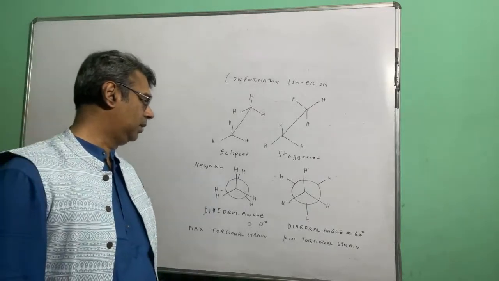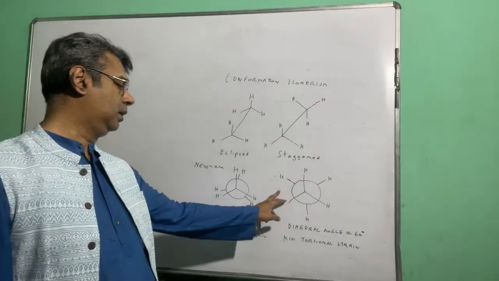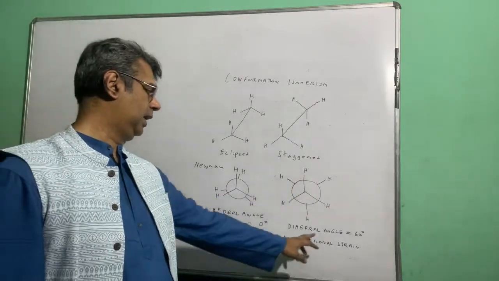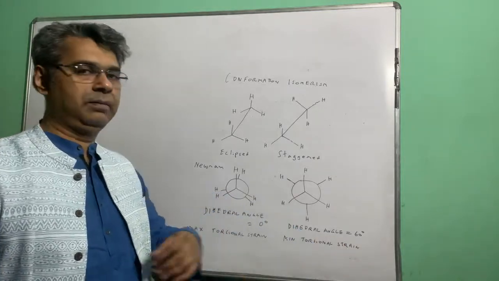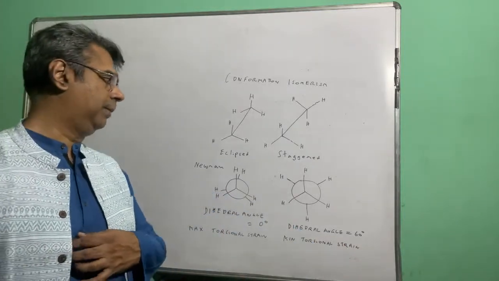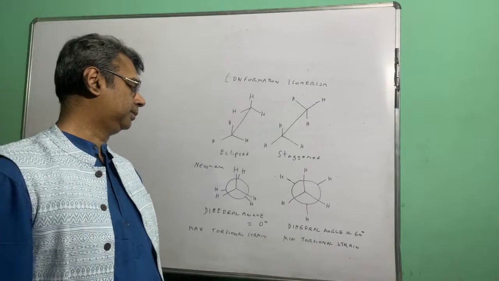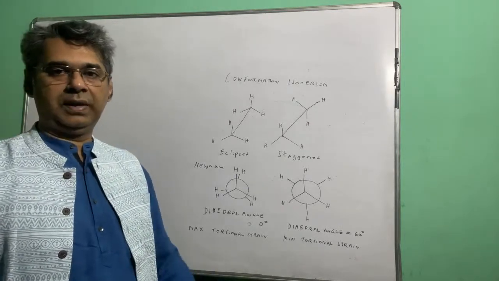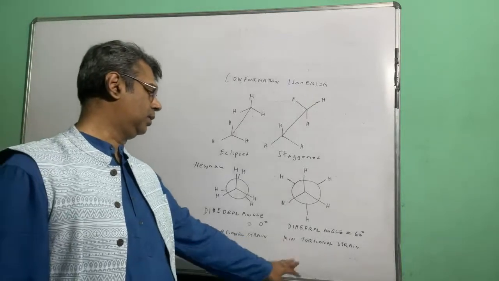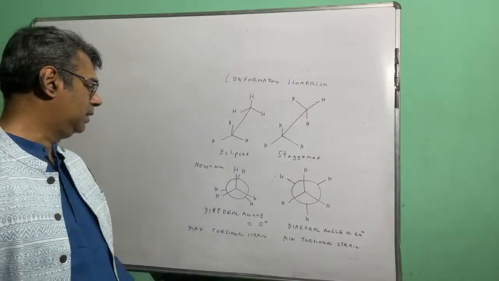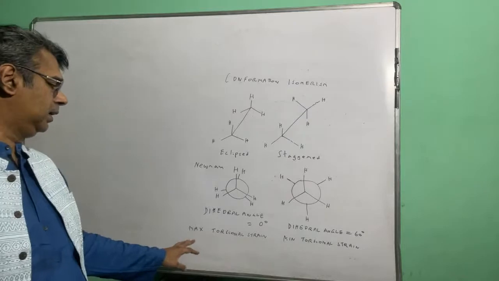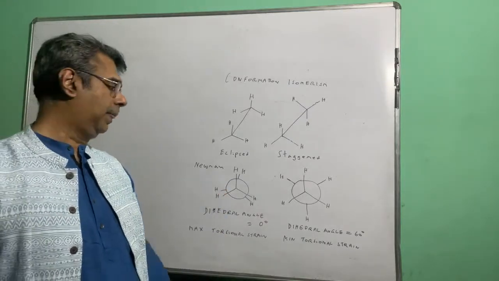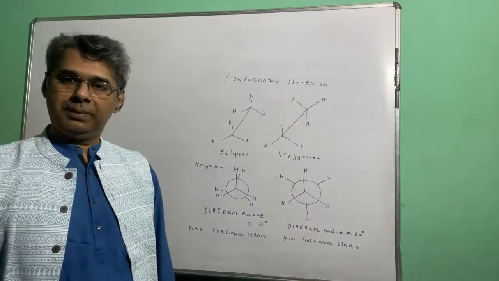torsional strain is maximum. In staggered, this angle is going to be 60 degree. So the dihedral angle is 60 degree, and it will have minimum torsional strain, because over here, as I told you earlier, the steric factor is the lead. So this has got minimum torsional strain. So that means the eclipsed has got the worst stability, and staggered has got the best stability.